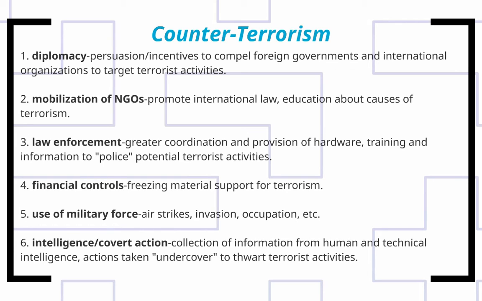And in the domestic sense, too, again, this is pretty controversial, but we've seen a lot of provision of hardware, training, and information to police potential terrorist activities at the local level. So there were enormous amounts of money and hardware that were made available to national agencies, but also local police departments in the aftermath of 9/11. The Department of Homeland Security still provides a tremendous amount of funding and hardware to even your local police force. And a lot of that was justified in relation to terrorist threats.